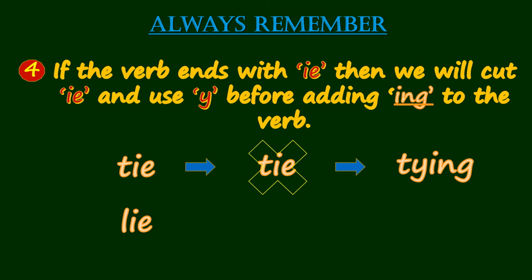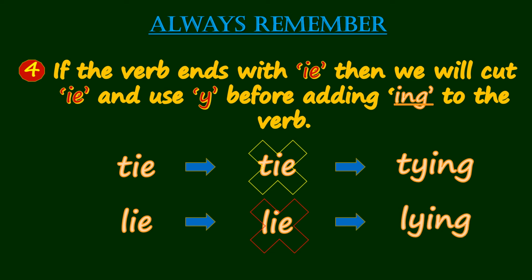Similarly, look at this word lie, L-I-E. Again, it is ending with I-E. Cut I-E, replace it with Y, and then add ing. So lie will become lying.